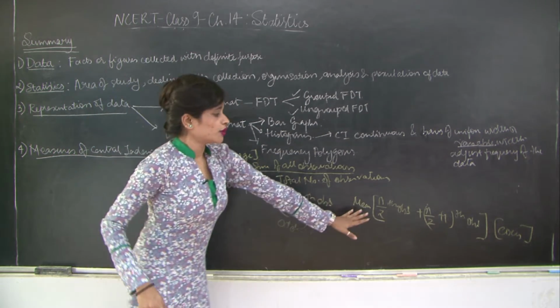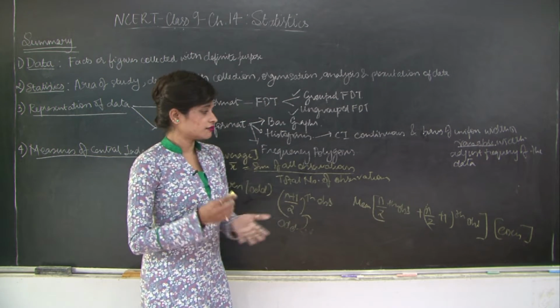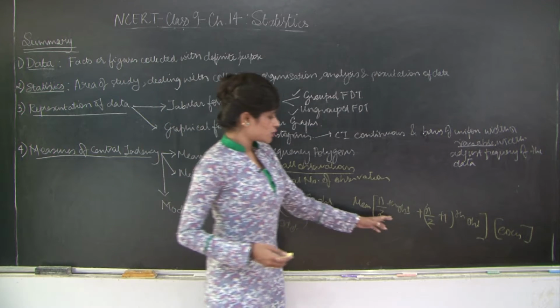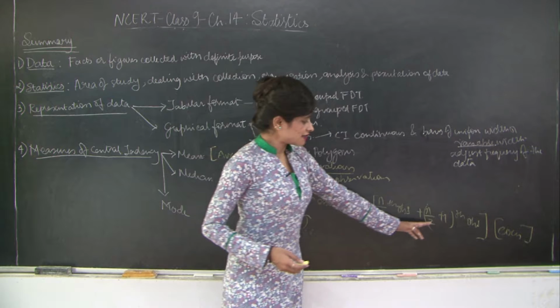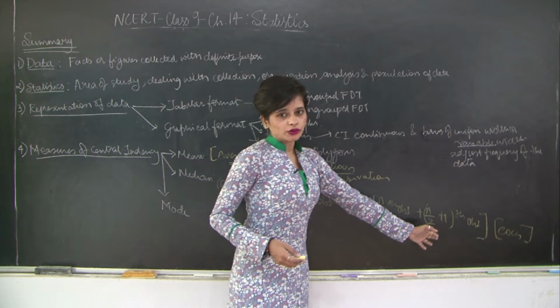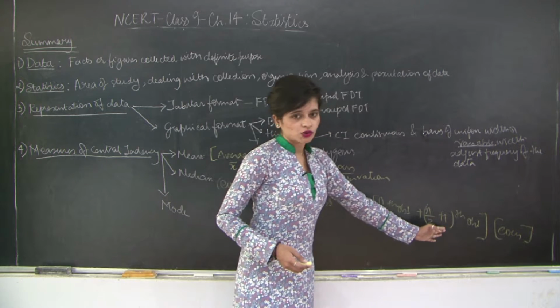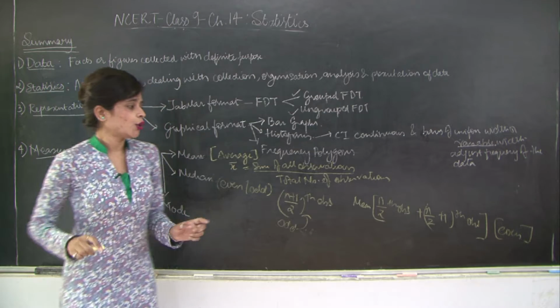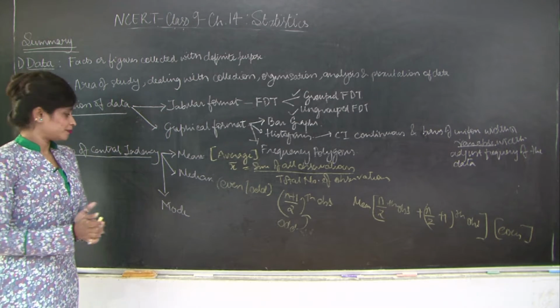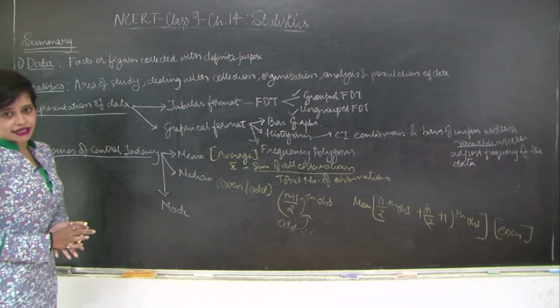Now when you have an even number of observations, let's say you have 10 observations, this would be the 10 upon 2th observation, which is the 5th, and 10 upon 2 plus 1, which is 5 plus 1, which is 6. So the mean of the 5th and 6th observation would give you the median. Again, your data needs to be arranged in either ascending or descending order.